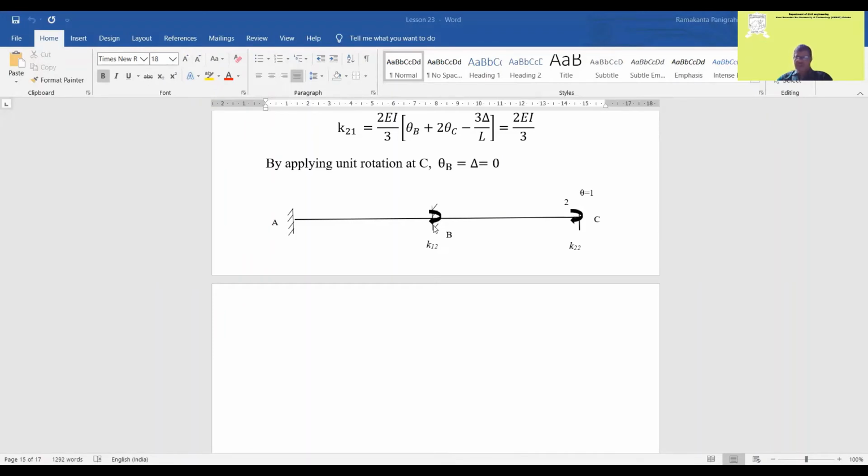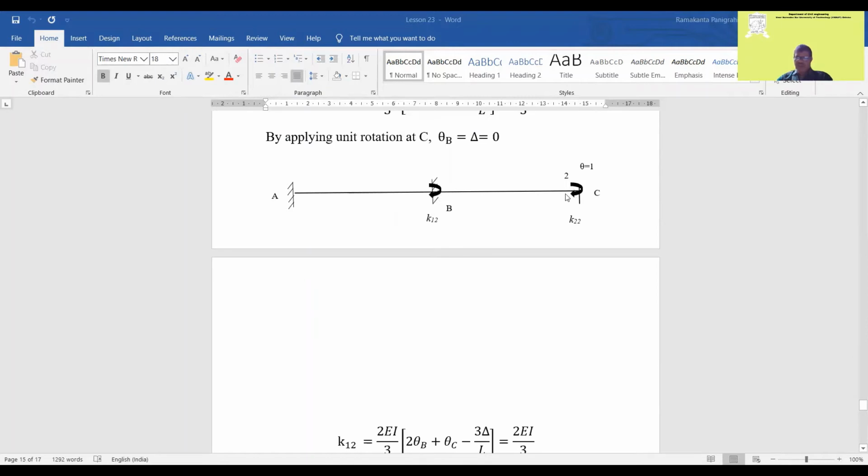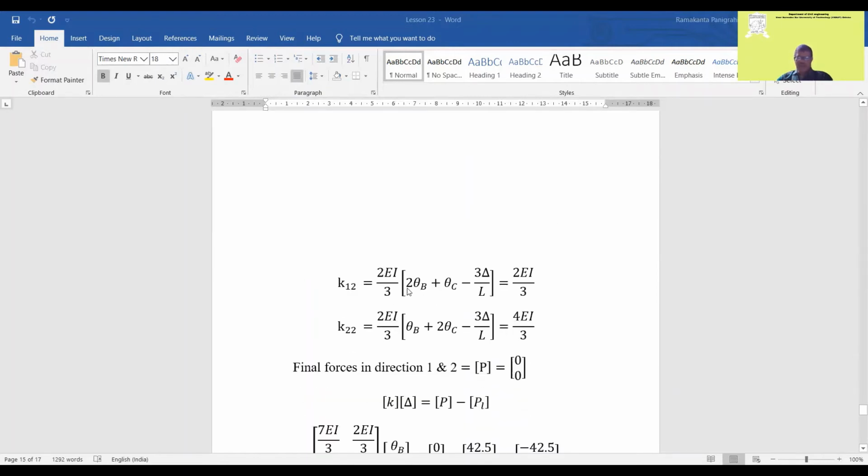So the equation will be 2 EI by L, that is 3, into, at B you will find, 2 theta B plus theta C. That is it: 2 EI by 3, 2 theta B plus theta C minus 3 delta by L. So what will the value be now? Here theta B is 0, delta is equal to 0.